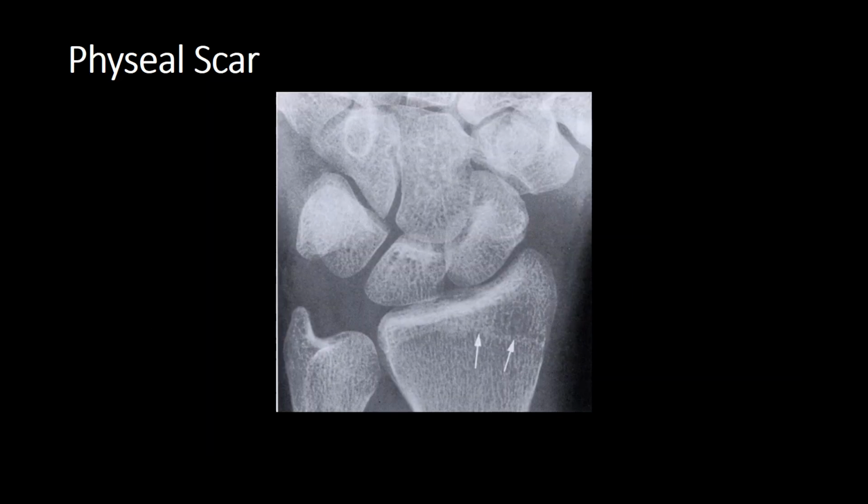Many patients are left with a residual physeal scar after their physes have closed. It's important to familiarise yourself with this appearance because it can be mistaken for an impacted fracture. So this sclerotic line that you see here that follows the classic location for a physis is normal. So it's really important that you familiarise yourself with this appearance.